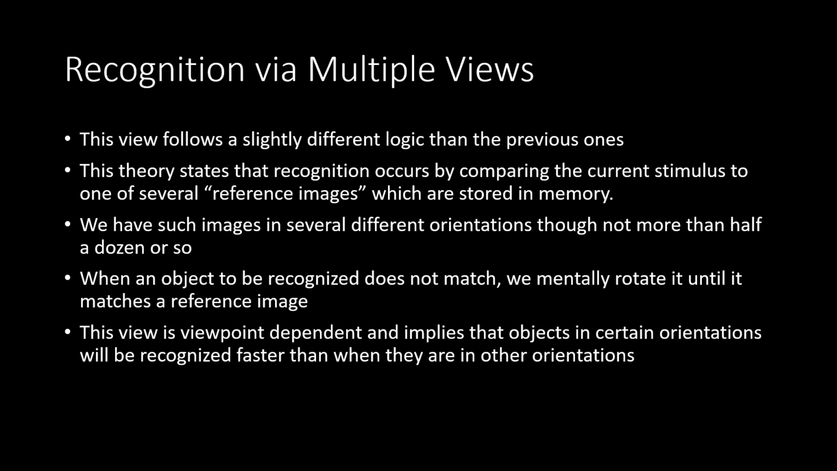This then also predicts or implies that there will be certain orientations in which you will be able to recognize an object more quickly, as opposed to other orientations, because of an extended amount of time needed for mentally rotating until you achieve a desired equivalence with the reference image. And some of that is actually borne out in scientific data, which we'll talk about a little bit more in just a second.